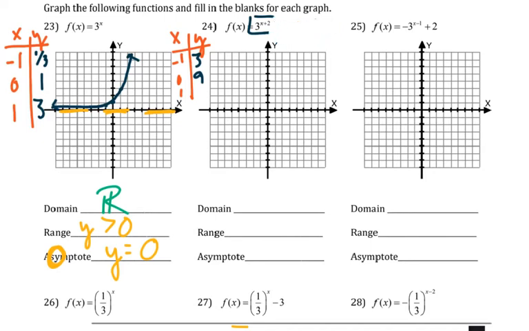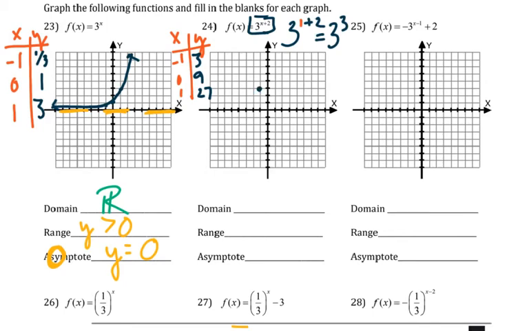Next one. Base is 3. Next x value is a 1. Formula says plus 2. 3 to the 1 plus 2 is 3 to the third. 3 to the third is 27. So now I'm going to graph what I can. First ordered pair, left 1, up 1, 2, 3.